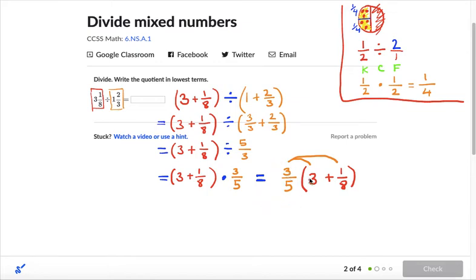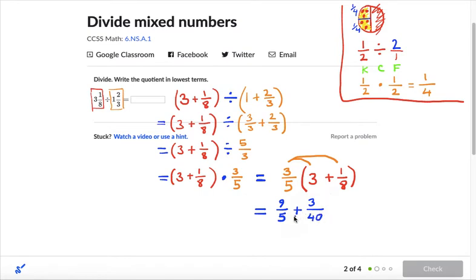Okay, so now all I need to do is multiply this 3/5 times 3 and multiply 3/5 times 1/8. So let's go ahead and do that. So now I have, well, 3/5 times 3, that's 9/5. So I don't mind having improper fractions at this point. 3/5 times 3 is 9/5. So I've got 9/5 right there. Plus 3/5 times 1/8, well, numerator times numerator is 3 times 1 is 3. Denominator times denominator, well, 5 times 8 is 40.